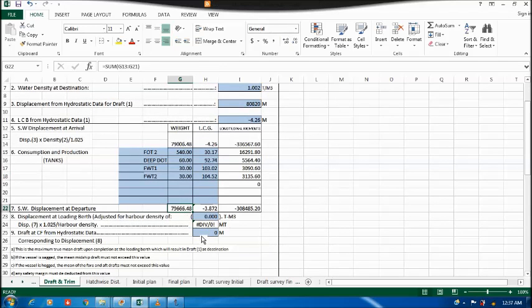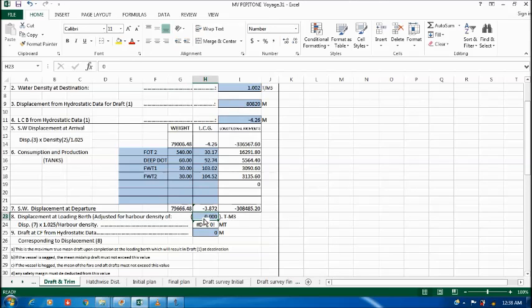And now we have a total seawater displacement at departure, which is 79,666.48. On number 7, we're going to put the harbor density, which is our loading port. We're going to put the value here, 1.022, and now it gives us a total displacement.